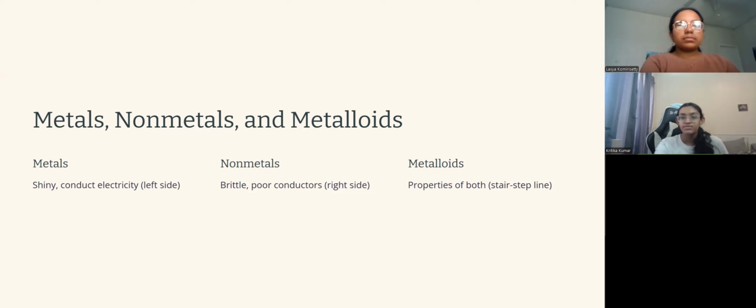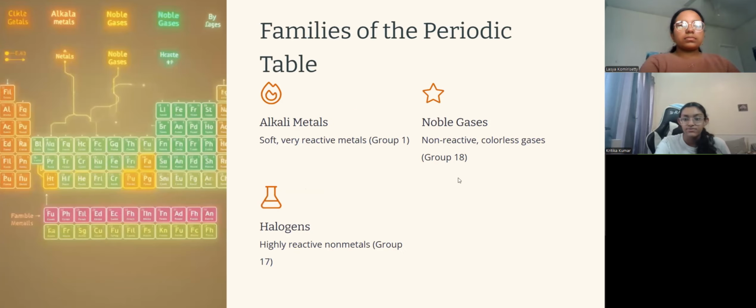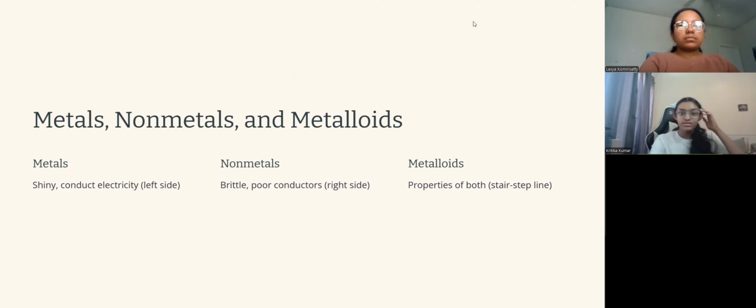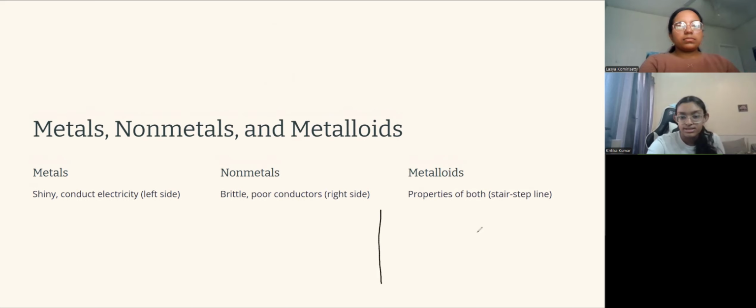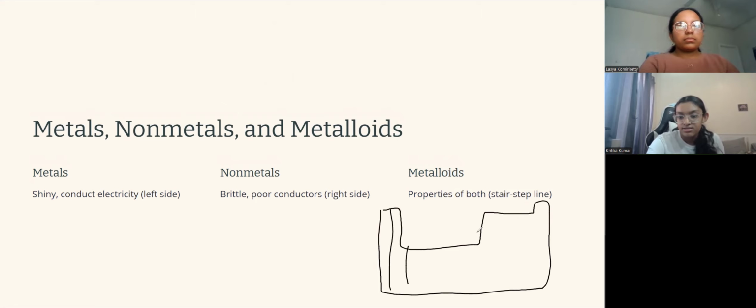So you might have noticed that there's like a stair-shaped line in the periodic table. That is where the metalloids are located. So let's say I can't really find it here, but here I can draw a rough sketch of that. So we have our periodic table, right? So let's say this is how our periodic table looks. And then there are a bunch of elements.